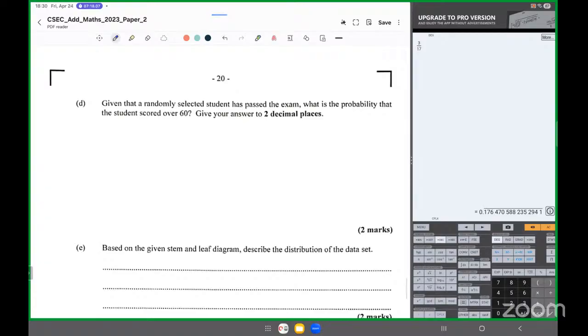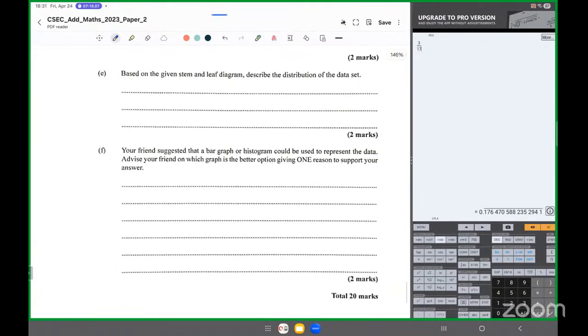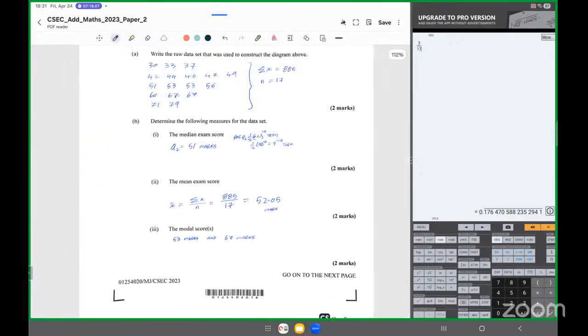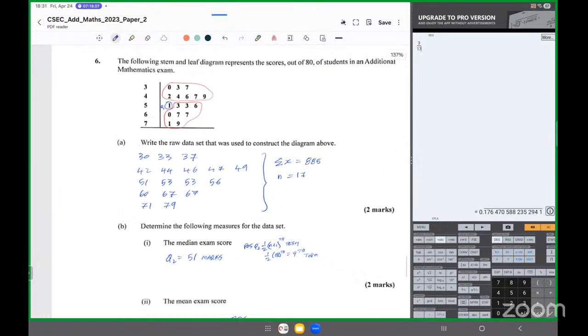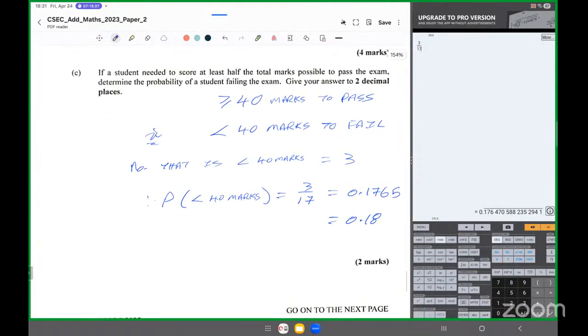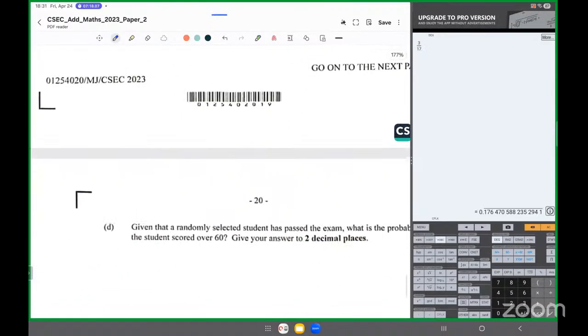Given that a randomly selected student has passed the exam, what is the probability that the student scored over 60? I don't really want to get into this, because this part of it is a conditional probability. So we will come back to this question. The second part of the question is probability. They have segued from the statistics and gone into probability down here, but we don't cover that yet, because this question is what we call a conditional probability.